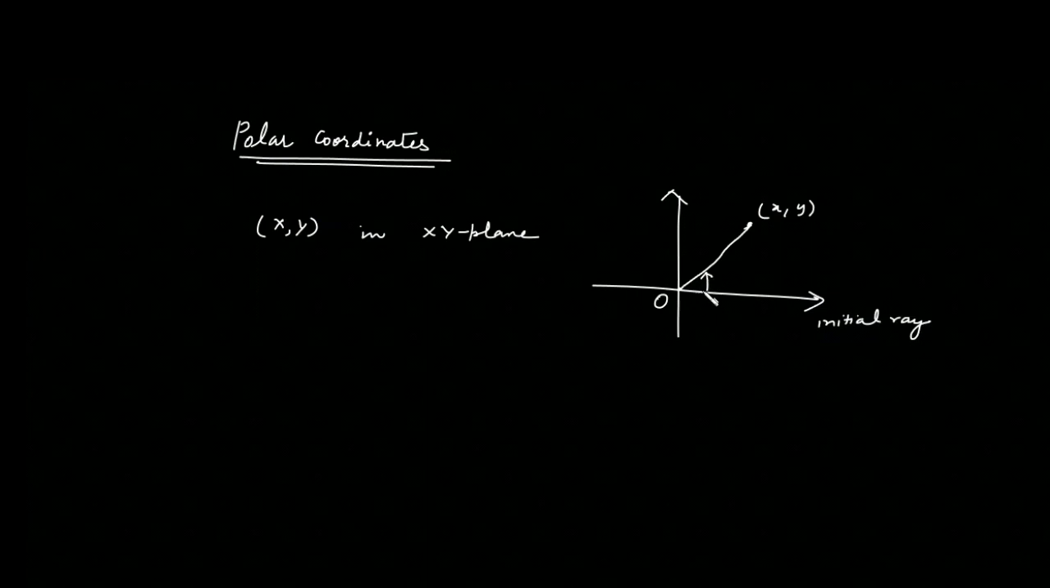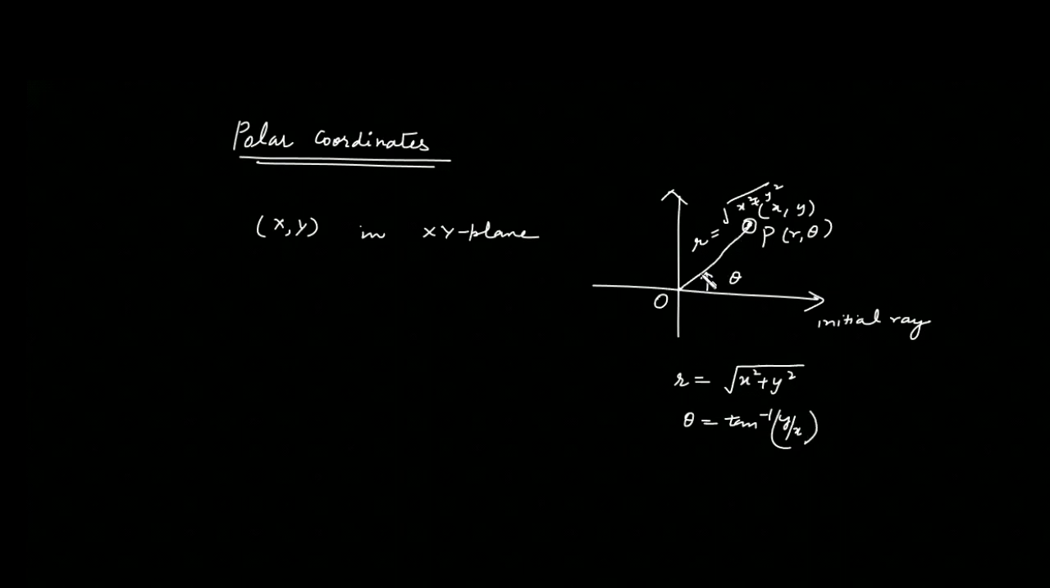Let's suppose this is an angle theta and this distance is r, which is the square root of x square plus y square. So if we want to find out the coordinate of this point P in polar, then it is represented by r comma theta, where the value of r is the square root of x square plus y square and the value of theta is tan inverse y upon x.